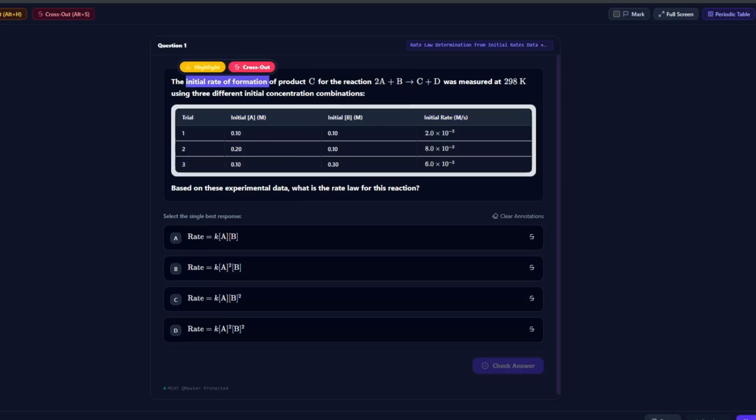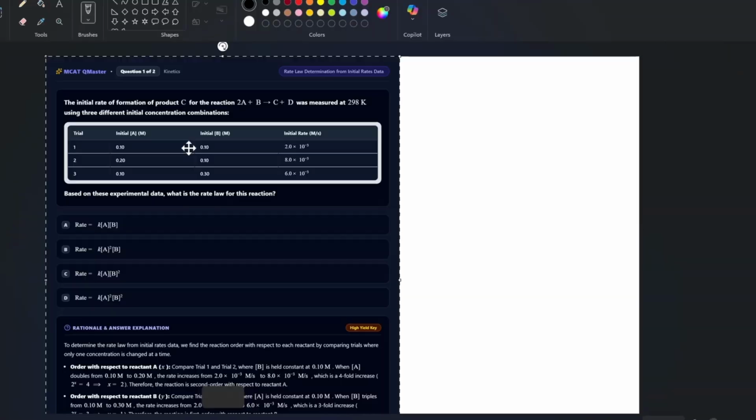So the initial rate of formation of product C for the reaction 2A plus B to C plus D was measured at about 300 Kelvin using different concentrations. So automatically what you want to use is the rate law. What is the rate law for this reaction? So what you're going to do, well, you could just take a picture and then paste this into your notes and start solving. Or if you're doing it with pen and paper, that's fine too. You don't have to paste it then. Saves you a step, I guess.